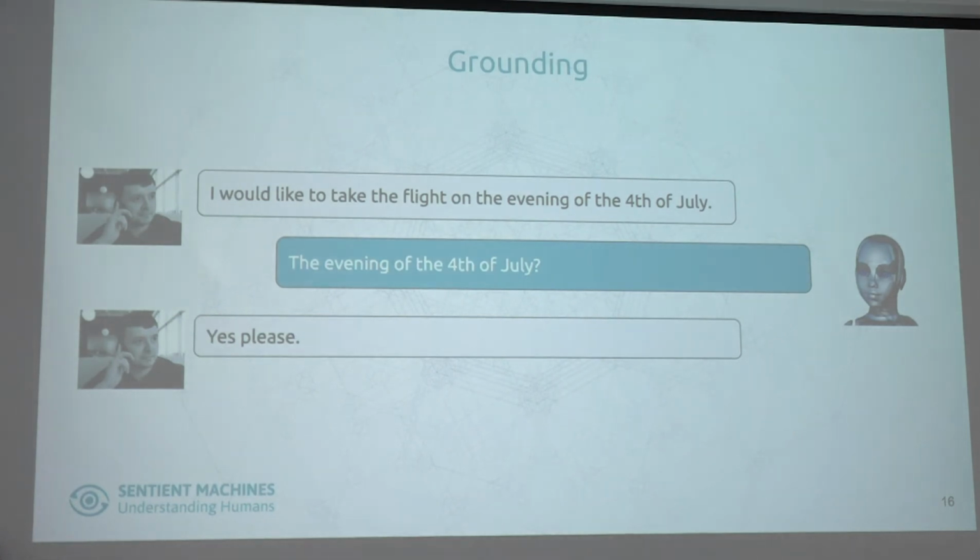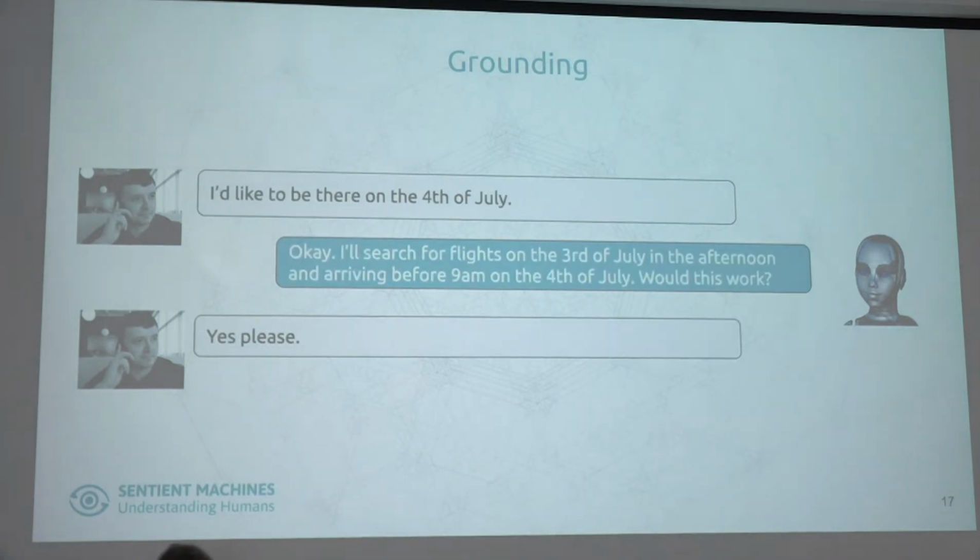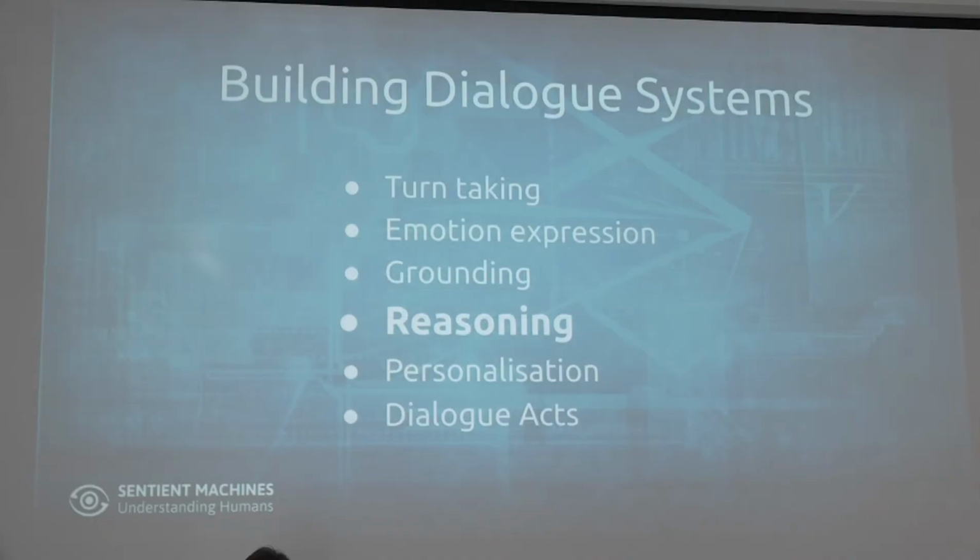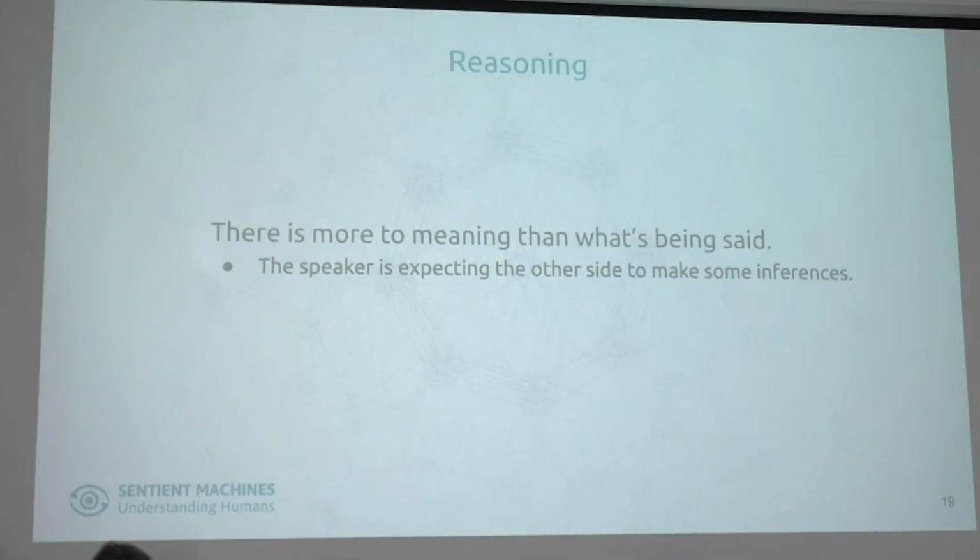So when we are building systems, we have to do something similar. If the user says, "I would like to take the flight on the evening of the 4th of July," to make sure that it's the evening and not anything else, the bot might play back "the evening of the 4th of July" just to get a confirmation before the booking. In some more complex cases, we need to add some inference. If the user wants to be there on the 4th of July, the bot needs to infer that this means his flight needs to arrive before, for example, 9 a.m. on the 4th of July, which is where we need to think about how we add this knowledge base into the bot when we are building it.